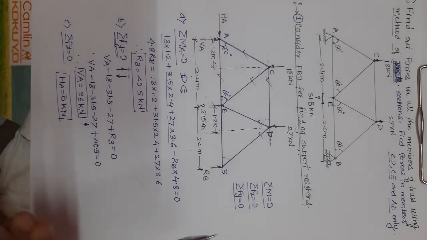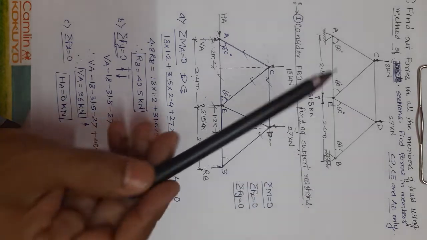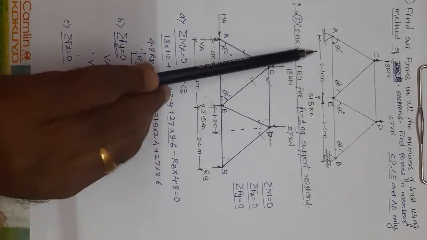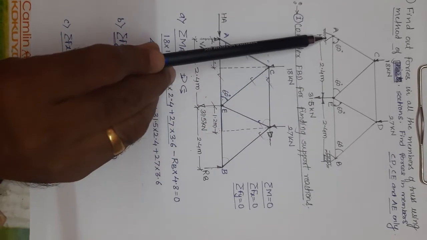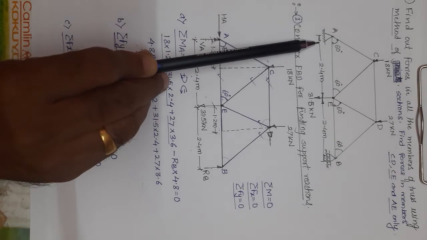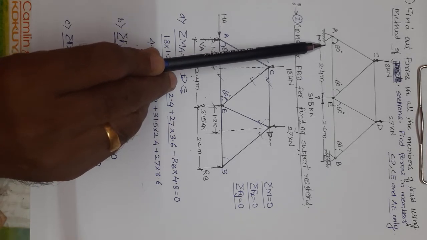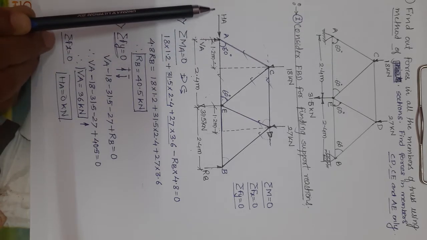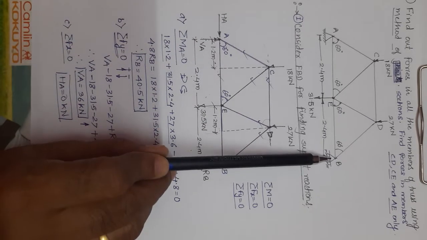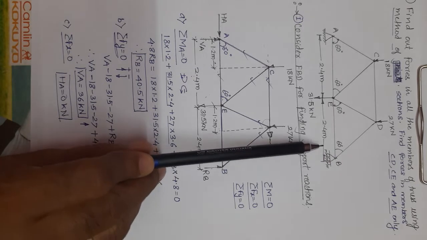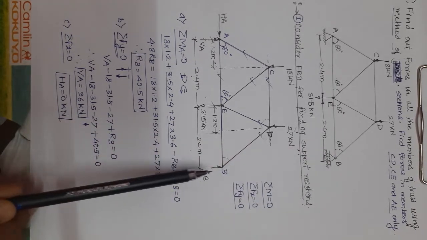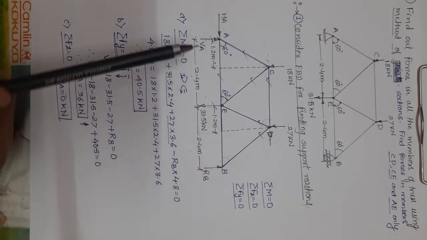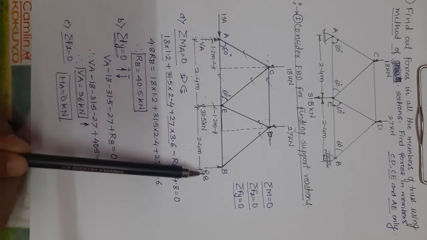So what is your first step? Your first step is you remove the supports in the free body diagram and replace them with the reactions. As you know, this is a hinge support, it will be replaced by two reactions, one in the vertical direction and another in the horizontal direction. This is a roller support and will have only one reaction, upward. Now we have to find the reactions VA, RB and HA.